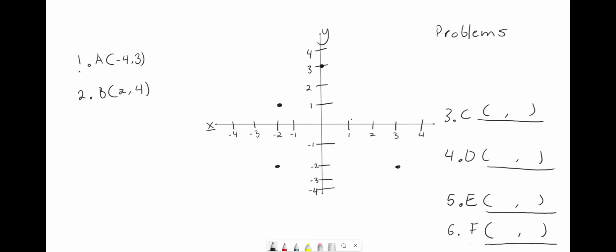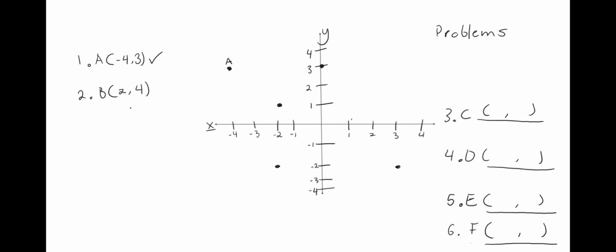So, number one, we have negative 4, 3. Since we know that negative 4 is the x-axis, we will be moving to the left 4 times. And because it's a positive 3, that means we're going to move up 3. This looks about right. So I'm going to label that and mark it number 1, aka A. So that's the letter A, aka number 1.